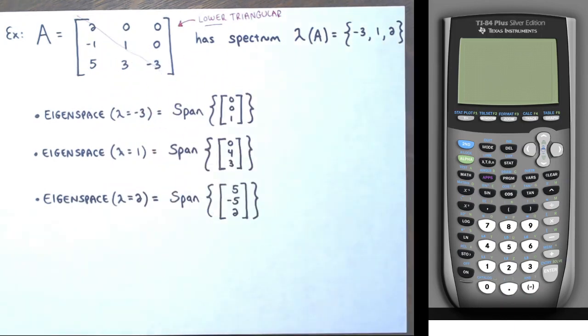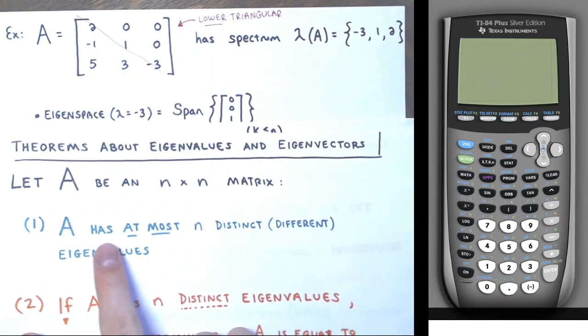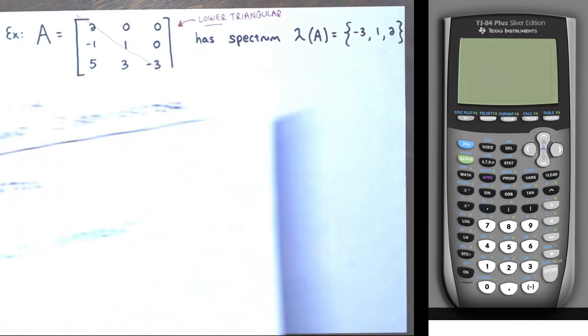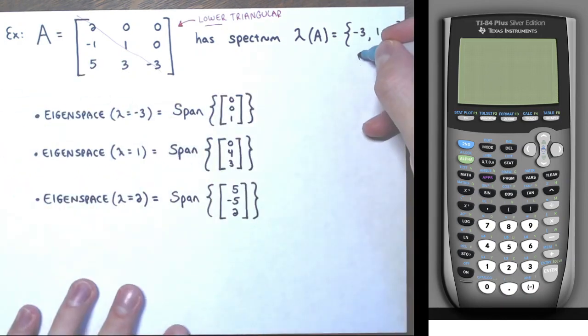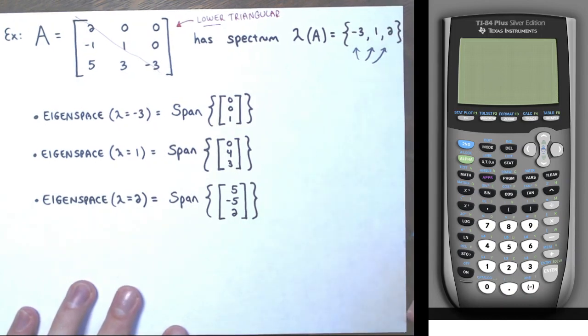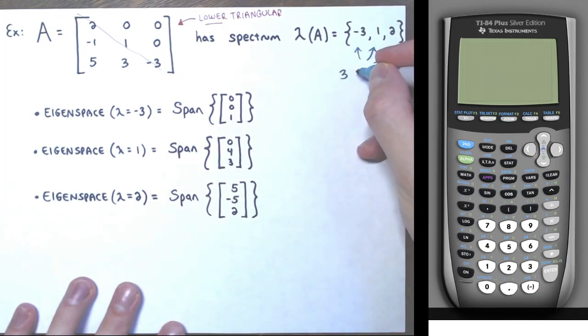So back to statement 1. Now this is again a 3 by 3, so it should have at most 3 different eigenvalues, which it has. In the last two examples there were only two distinct eigenvalues. This one does have 3 distinct eigenvalues: -3, 1, and 2.